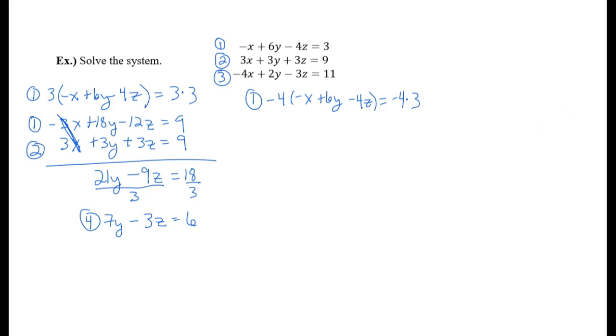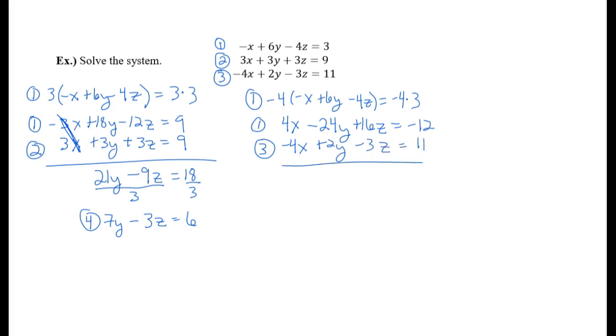Distributing that negative 4 through, a negative times a negative will end up positive 4x. Negative 4 times a positive 6 is negative 24y. And negative 4 times negative 4 is positive 16z. Negative 4 times 3 is negative 12. And now I'm going to be adding that to equation 3, which was negative 4x, positive 2y, and negative 3z equaling a positive 11.